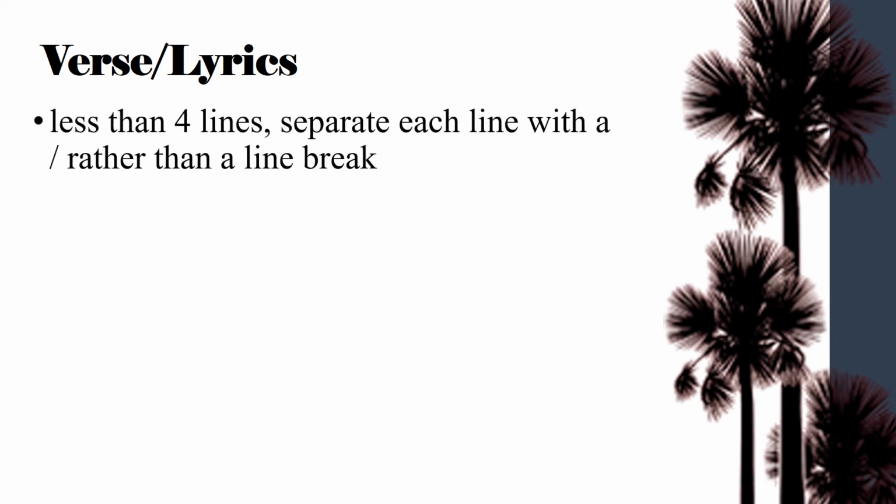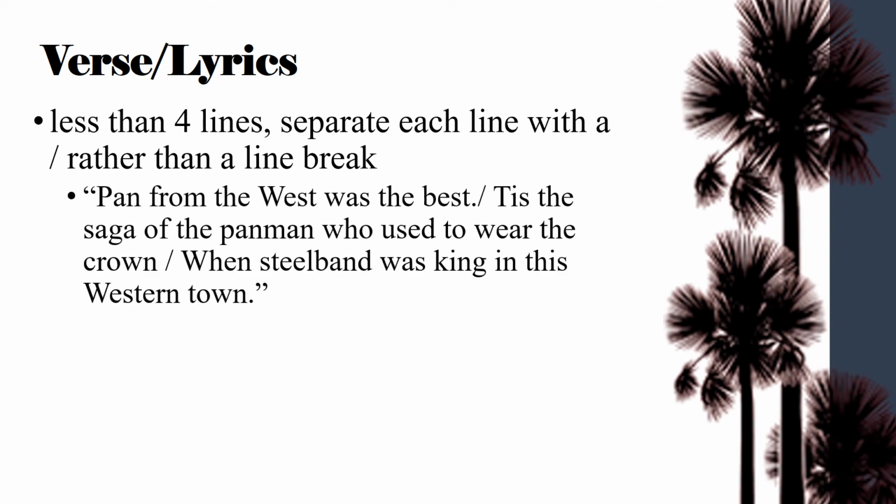There are also some rules to consider when quoting verse or lyrics. If you are quoting less than 4 lines, separate each line with a backslash rather than a line break. For example, Pan from the West was the best / 'Tis the saga of the Pan man who used to wear the crown when Steelban was king in this western town. If you are quoting more than 4 lines, block the quote and maintain the line breaks and visual structure, especially with poetry.